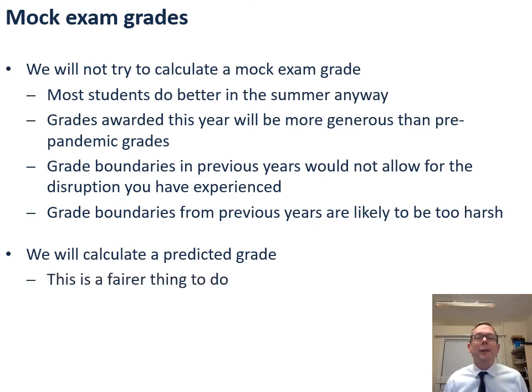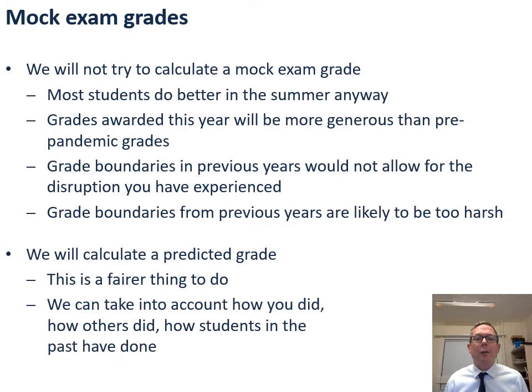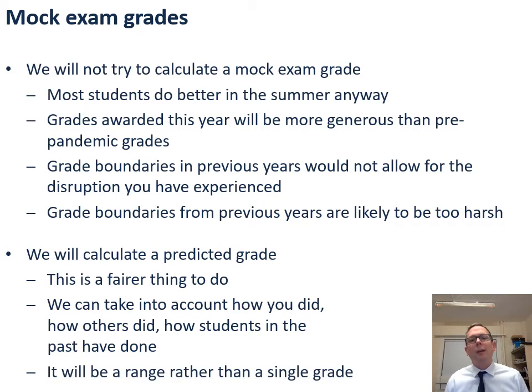What we will do is calculate a predicted grade because we think that's a fairer thing to do. We can take into account how you did, how other students did, and how students in the past in this school have done, and all of those things put together allow us to be more confident about saying this is the grade that we predict you are going to get. And as I'll talk about in a moment, it's going to be a range of grades. It's going to be 2 grades rather than a single grade because that gives you a better understanding of the level of certainty we have about what you might do in the summer, because clearly it's not a certain thing.